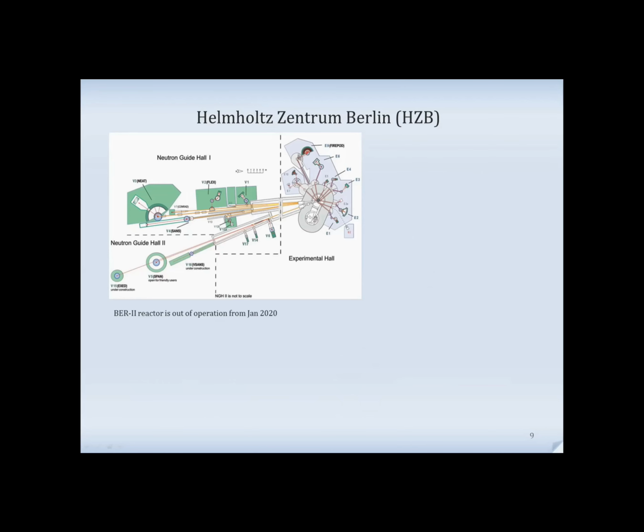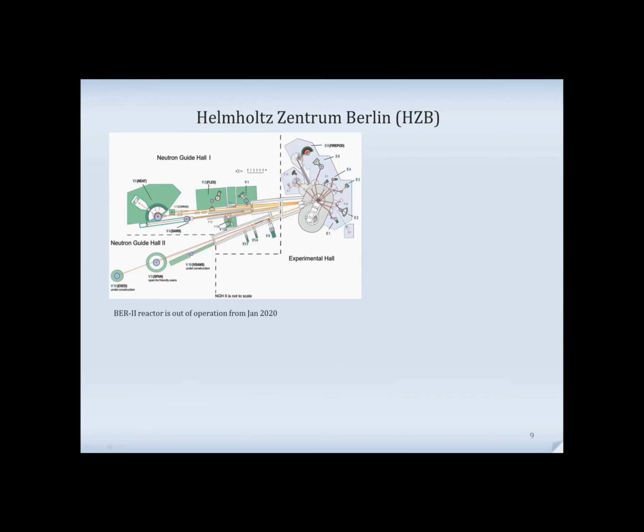and the so-called experimental hall. It's a controlled area, so we have to be careful with radiation. And around the reactor area, there are a lot of instruments which use so-called hot neutrons, meaning high energy neutrons. And for diffraction, we have to use high energy. Another part of this center is the so-called neutron guide hall, first and second one.